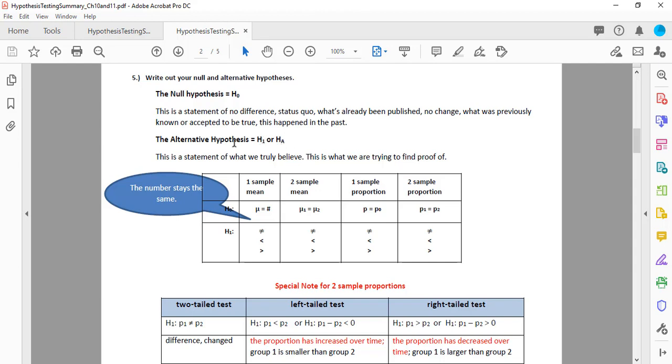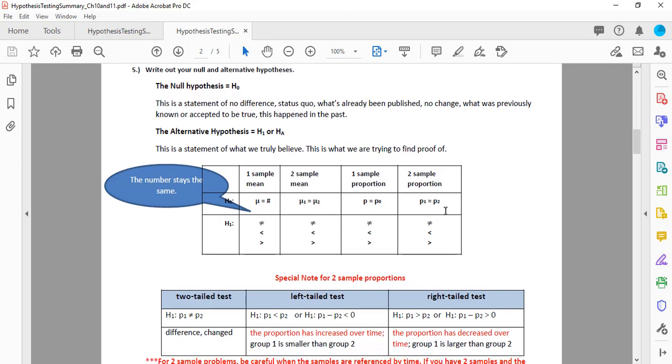H1 or HA is your alternative hypothesis. This is what you're trying to find proof of. This is what you really believe, and this is where your not equal to, your less than, or your greater than is going to come into play. What you need to remember is that here, the numbers that you have for one sample are going to stay the same. You're not going to change those. For two samples, you always go in saying your null is always that these two groups are the exact same. They're equal to each other.